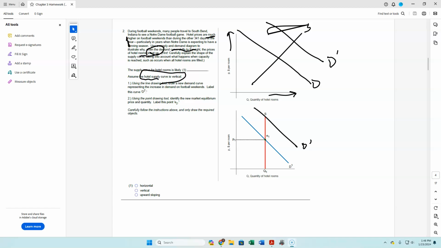So we've got our hotel supply curve here being likely vertical, then assuming it's vertical, start to draw it out. Because you faced these three choices here before you got to this part. So when you're doing it online, it's not going to present to you this second part until you answer this first part. I've demonstrated to you why it's likely vertical. Then they say, okay, let's go with that vertical thing, and then just draw a new equilibrium.